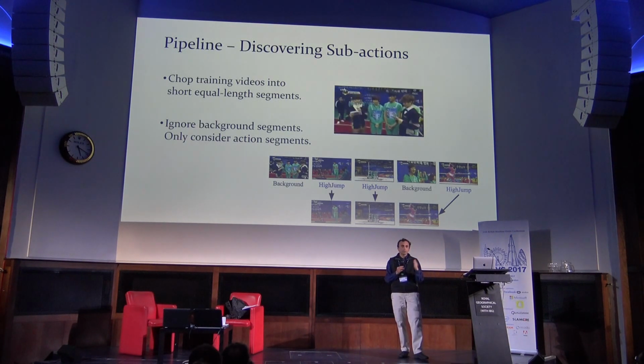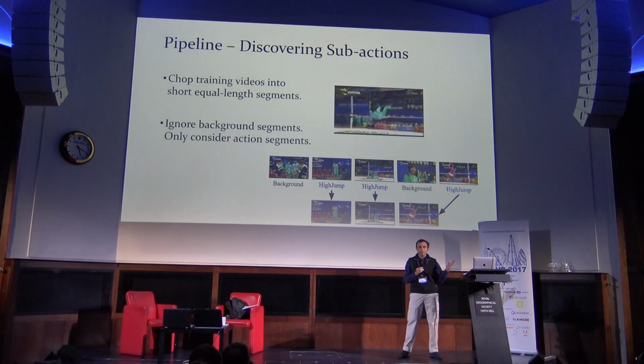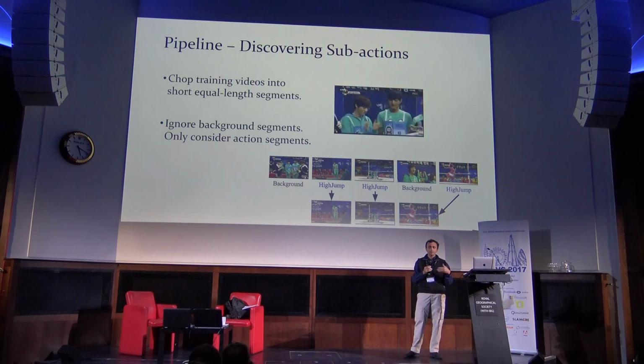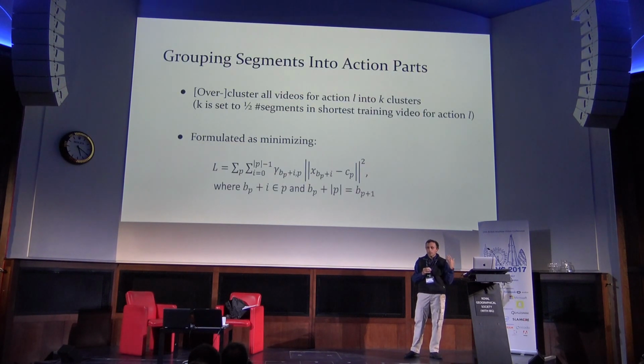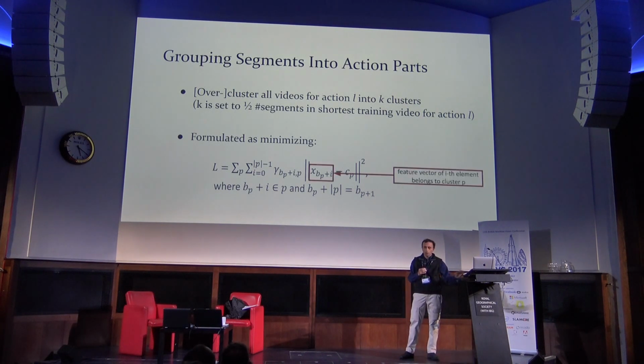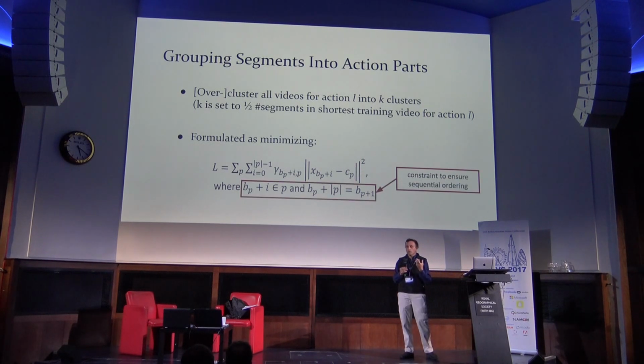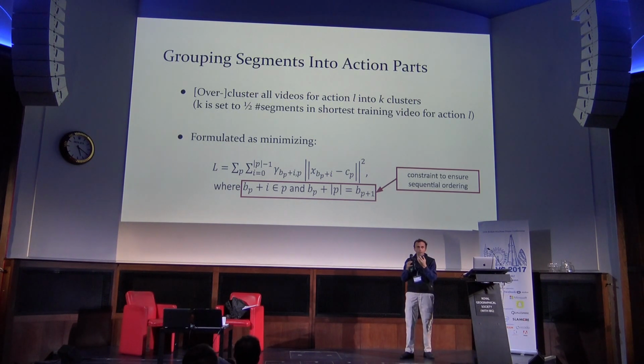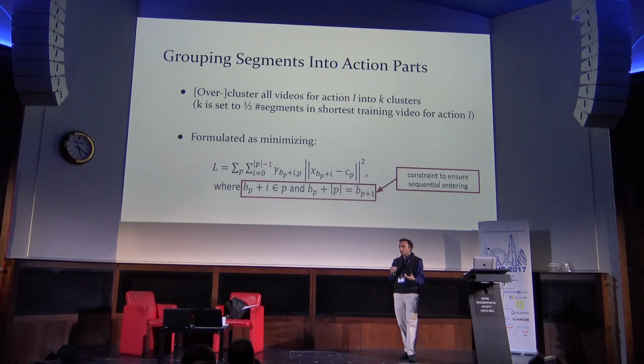Now, note that there may be multiple instances of them, and of course the different sub-actions are all kind of grouped together. So the question is, how can you then take these equal length segments and assemble them into action parts? This kind of grouping procedure is a little bit like clustering, and that's why the formulations are similar, but it has the constraint, obviously, that you want to ensure the sequential ordering. So in other words, you want to say, given the equal length segments, which ones can you assemble together to create these parts from which you could assemble the sub-actions?